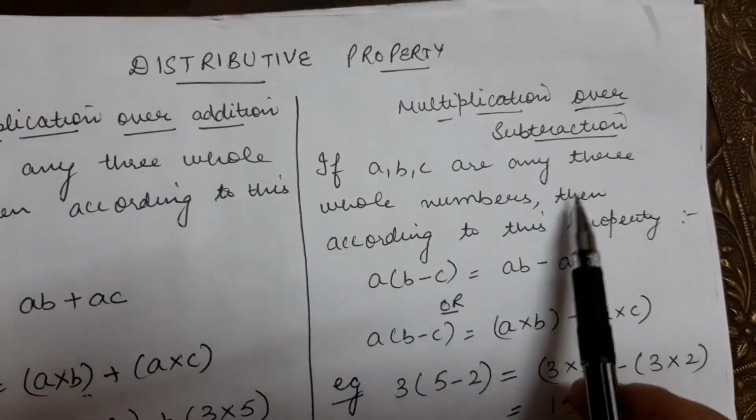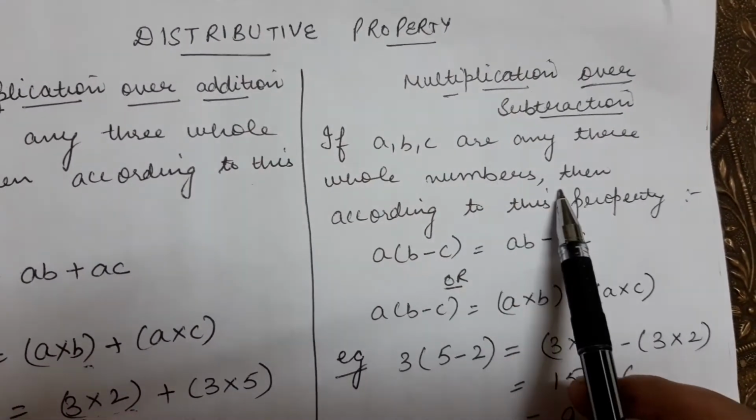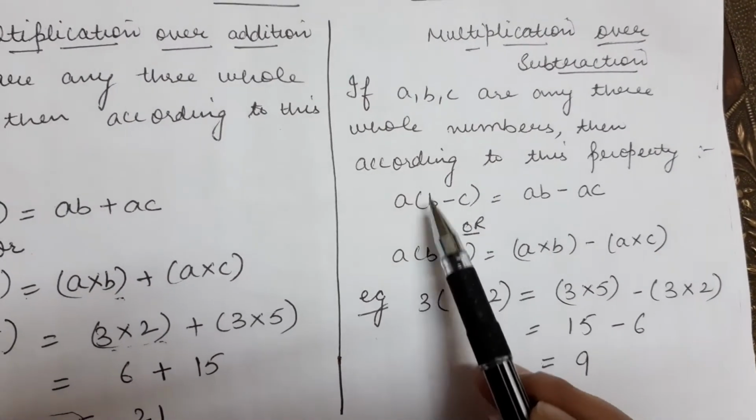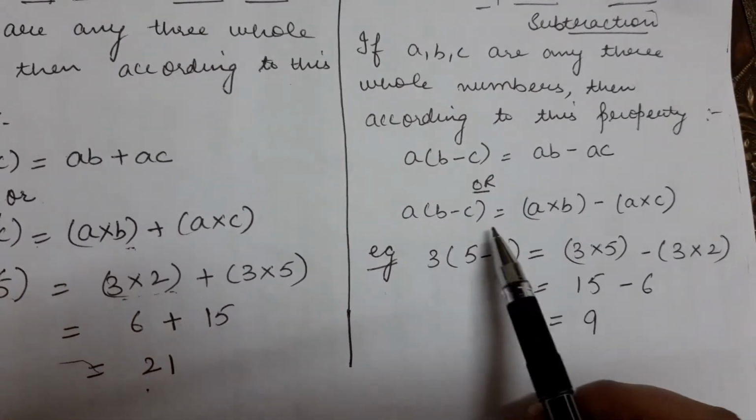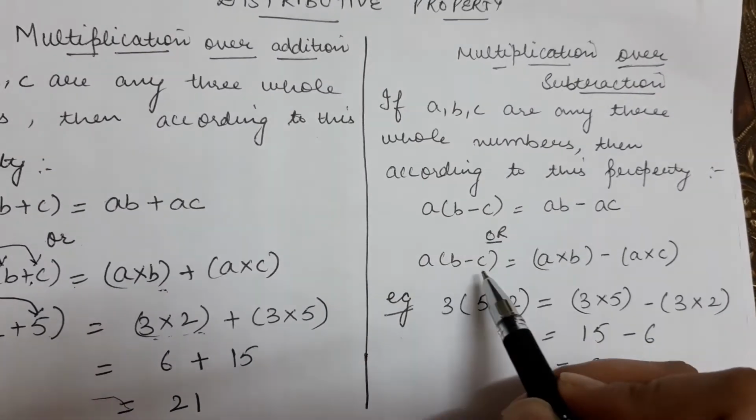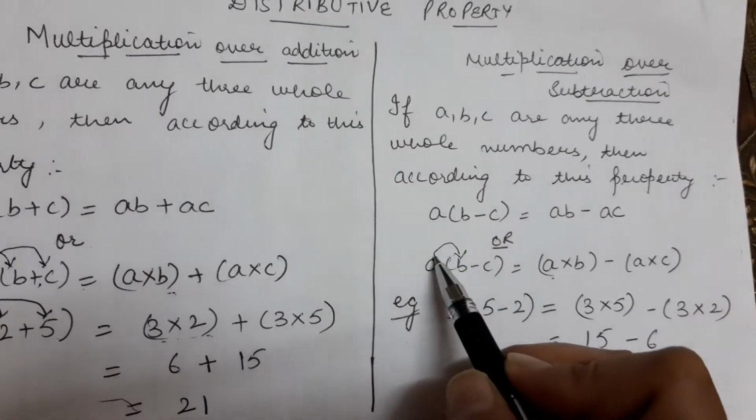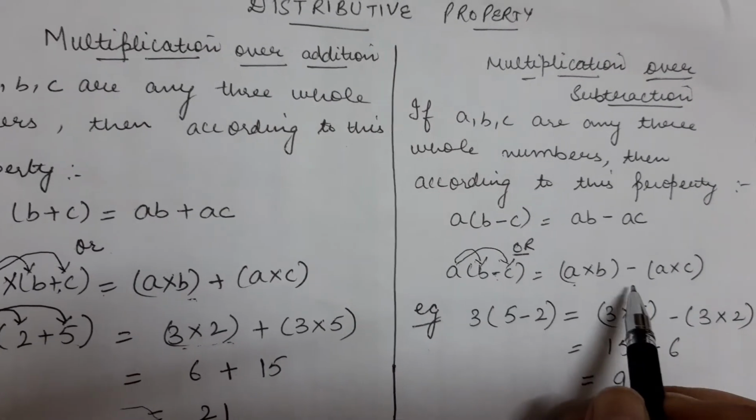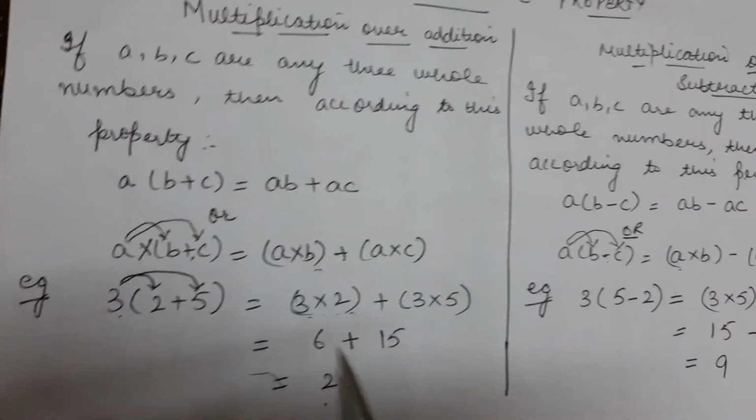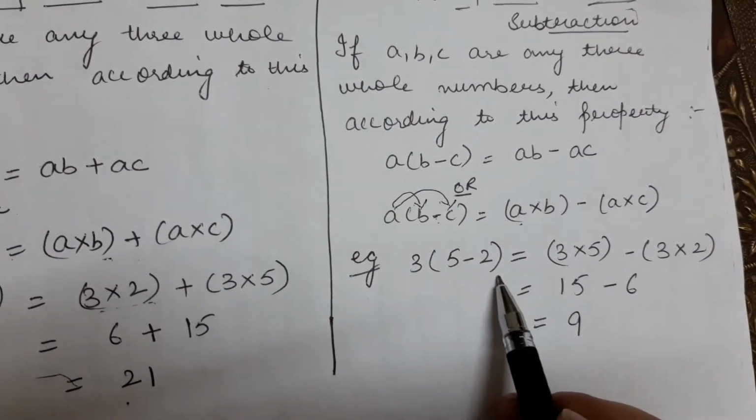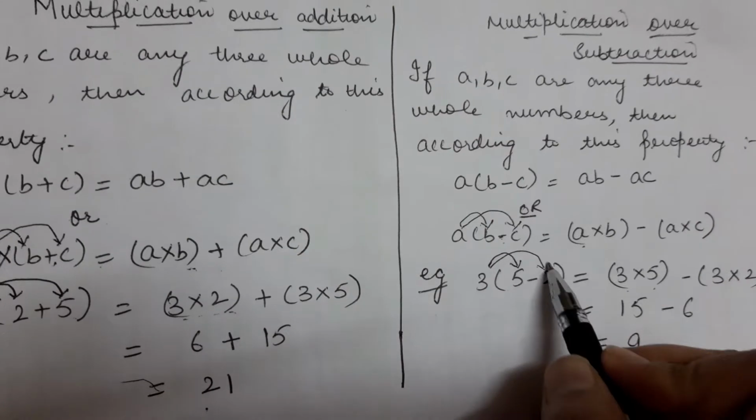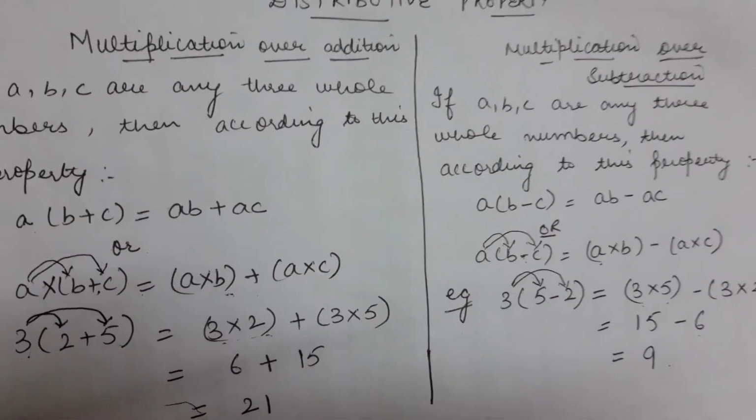Now next is multiplication over subtraction. If a, b, c are any three whole numbers, then according to this property, a into (b minus c) is equal to ab minus ac, or you can write it like this also: a multiplied by b minus a multiplied by c. So whatever sign is in between them, if it is minus, then here will be minus. If it is plus, then here will be plus. So let me take the example: 3 into (5 minus 2). So 3 will be multiplied by 5 first. So 3 multiplied by 5 minus 3 multiplied by 2. The answer is 15 minus 6, 9. So this is about the distributive property.